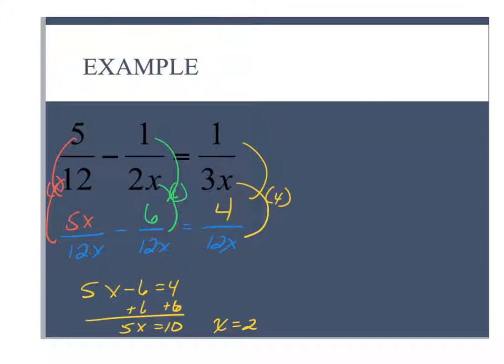Now I'm going to check it. So I have 5 over 12 minus 1 over 2 times 2 equals 1 over 3 times 2. So 5/12 minus 1/4 equals 1/6, and of course I need to make a common denominator here. So 1/4 will become 3/12. 1/6 will become 2/12. So 5/12 minus 3/12 does indeed equal 2/12. So I do know that these are correct. So my answer is x equals 2.